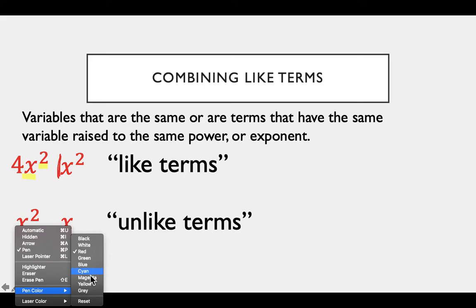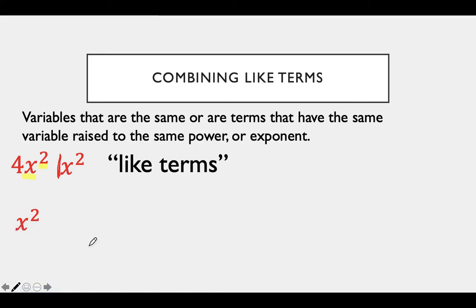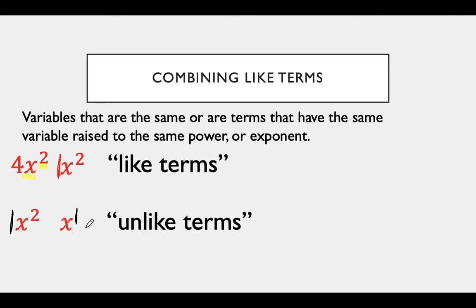My first term is x squared. Remember, if you don't have a number in front of it, it's always going to be 1. And then my next term is just x. Again, they have the same variable, but they don't have the same powers. This first term, the power is 2. This second term, the power is just 1. So again, we would say that these are unlike terms.